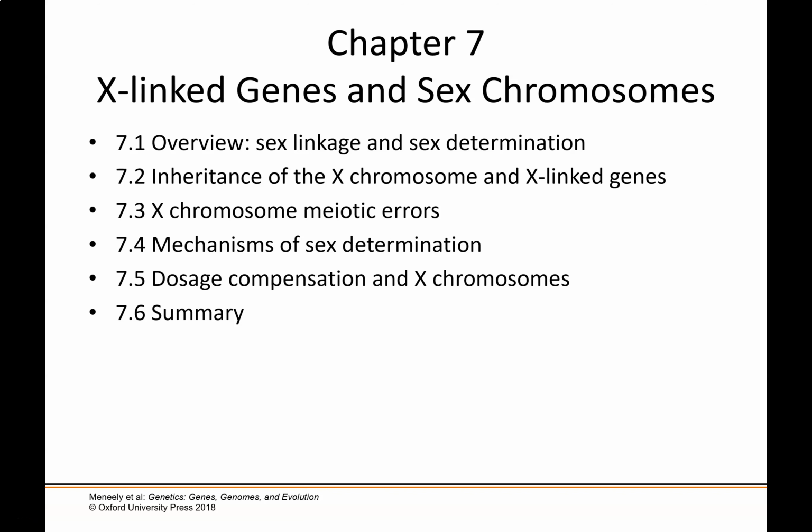In Chapter 7, we move on to talking about the specific genes that are located on the X and Y chromosomes, that is to say, those genes that are located on our sex chromosomes. So we're going to talk about inheritance patterns of the sex chromosomes. We're going to talk about what happens when you have errors that lead to incorrect numbers of sex chromosomes. And we're also going to talk about the ways that sex is determined in different groups of organisms. And then we're going to talk about dosage compensation, which has to do with the number of sex chromosomes that individuals receive.